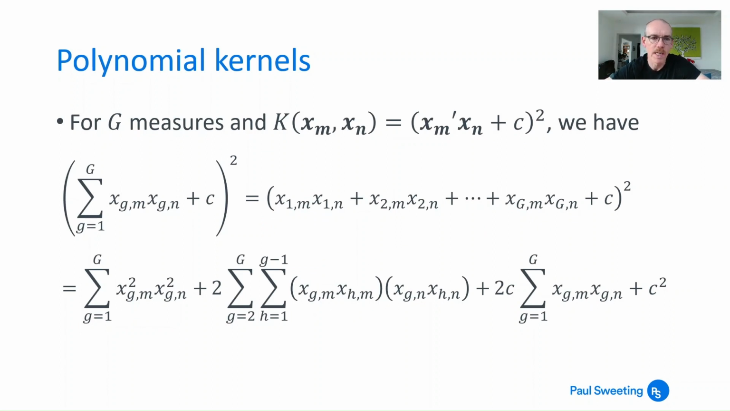So you've got g measures and you've got the kernel described in this way. What you've actually got is this summation over all g of xgm xgn plus c, so for firms m and n, which can be expanded out into this polynomial, which itself then gets squared, and then you end up with the sum over all g of xgm squared xgn squared plus 2 times this double summation of xgm xhm xgn xhn plus 2c times this further summation over g plus c squared. So it's getting pretty complicated.